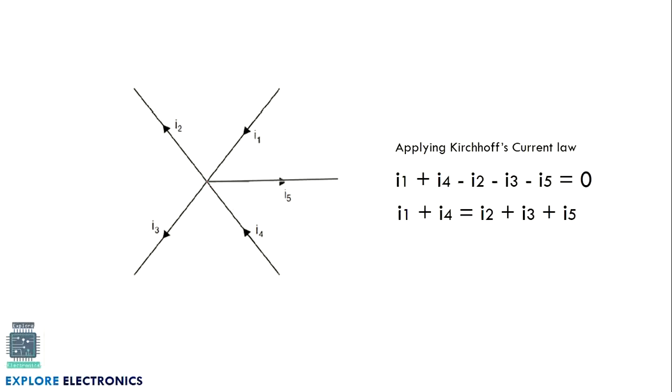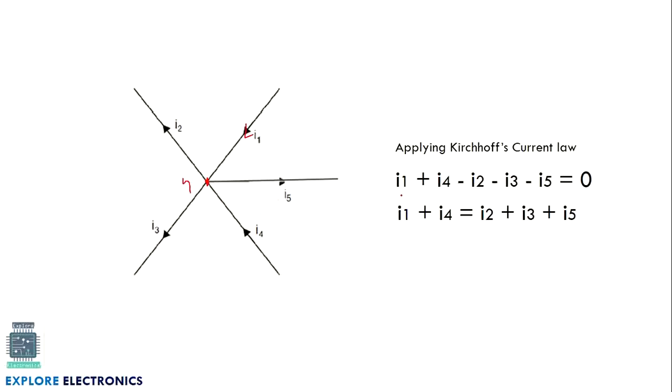This is the circuit. Here we call this a node, where 2 or more wires or branches are connected. In this node, the current I1 is coming from this end in this way. I2 is a leaving current. I3 is also a leaving current. I4 is coming into the node. I5 is going out of the node.